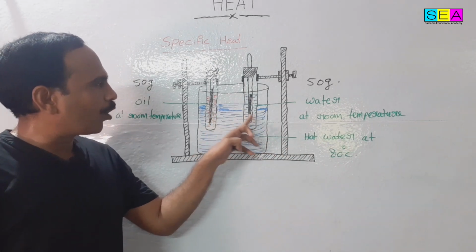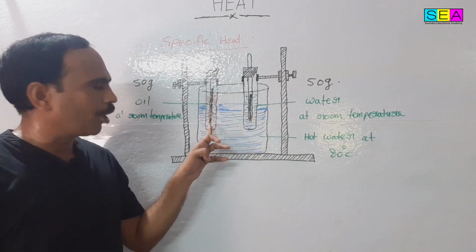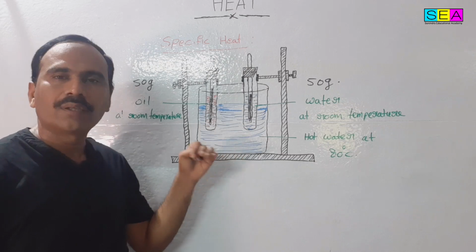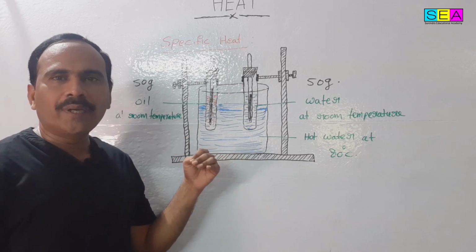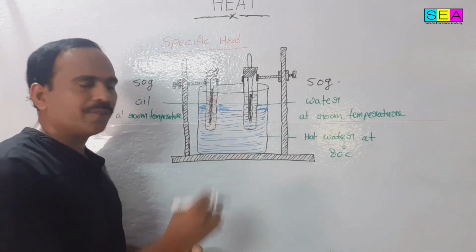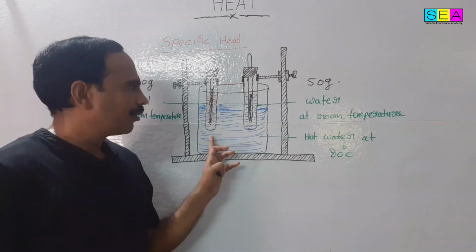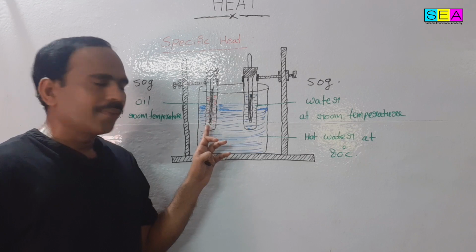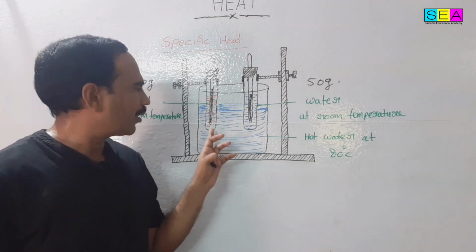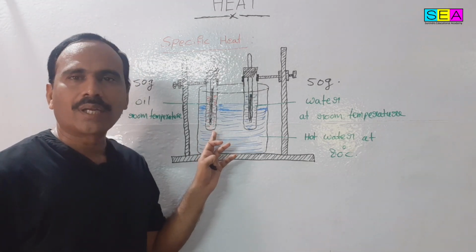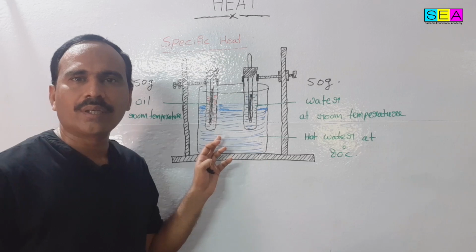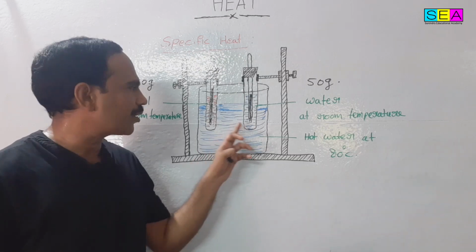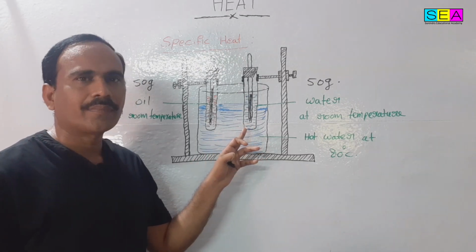After placing the boiling test tubes in the water, observe the temperature of the oil and water every 3 minutes. Here, the temperature of the coconut oil is rising faster than the water.